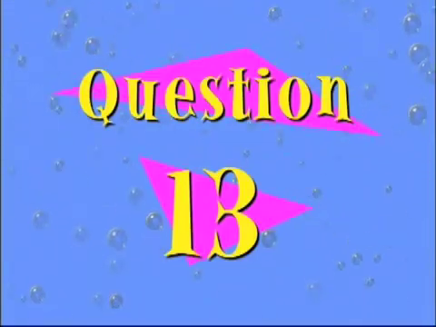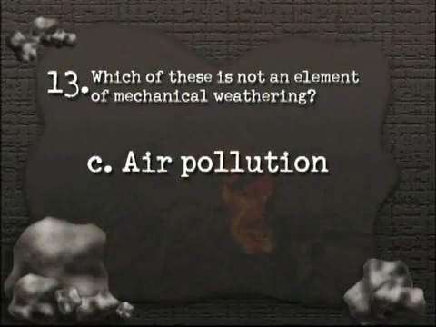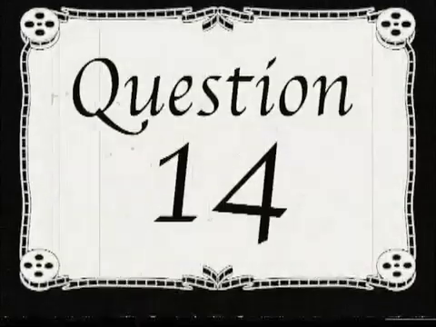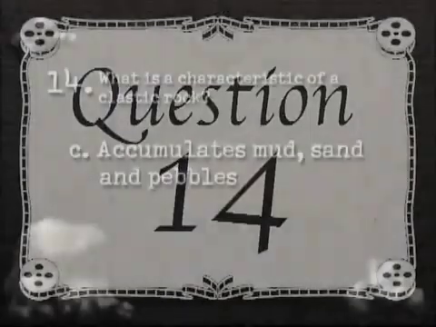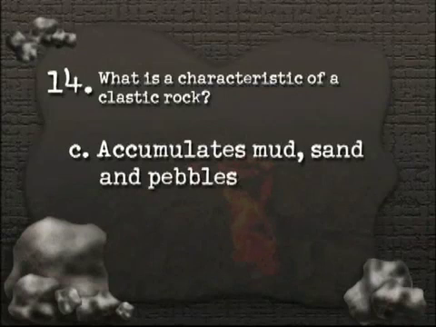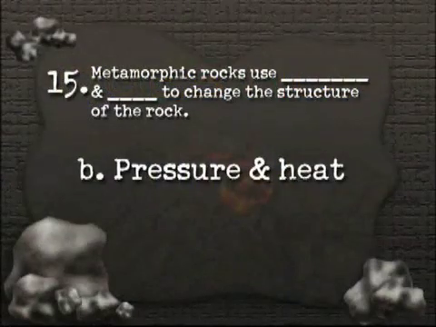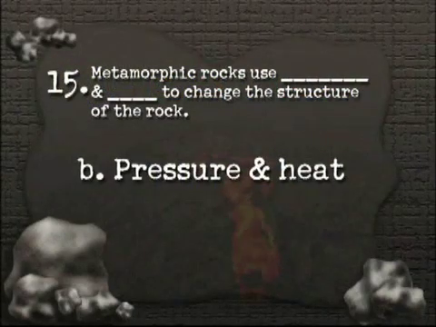Question 13. C. Air pollution is not an element of mechanical weathering. Question 14. C. A characteristic of a clastic rock is that it accumulates mud, sand, and pebbles. Question 15. B. Metamorphic rocks use pressure and heat to change the structure of the rock.